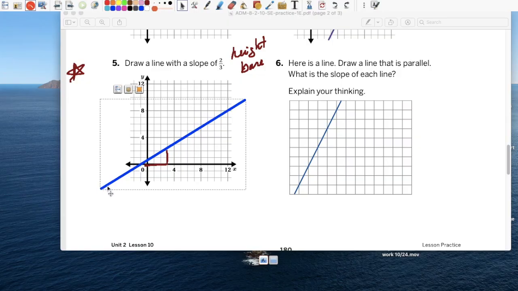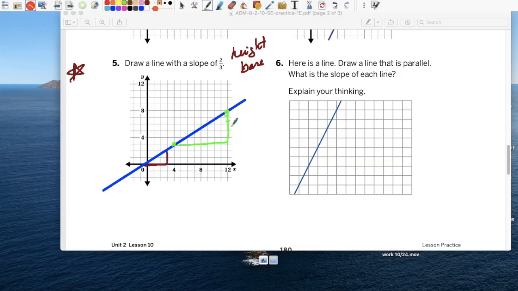So let me just make this line a little better. There's a line with a slope of 2 over 3, where the height's 2 and the base is 3. What's the cool part about this is that if you picked any 2 points on this line, and you decided, let me create a triangle, and you did the height over the base, and you found the slope, you did height over the base. Let's see if this works.